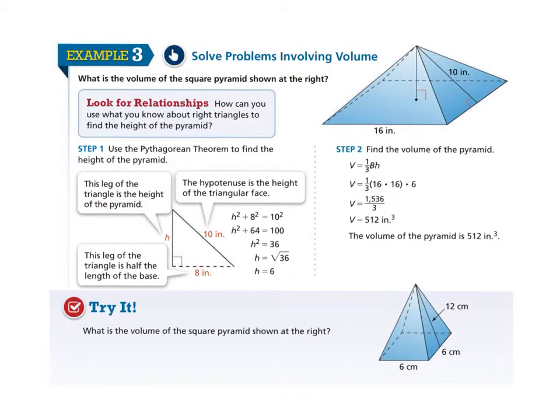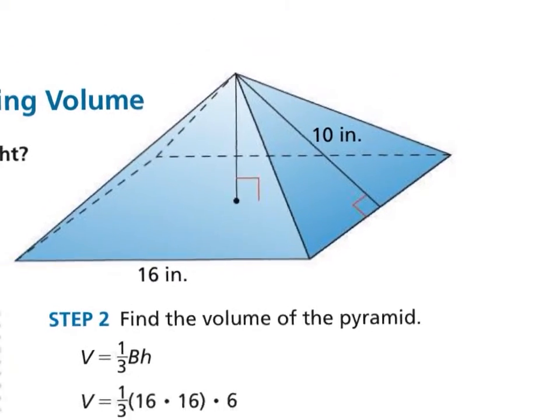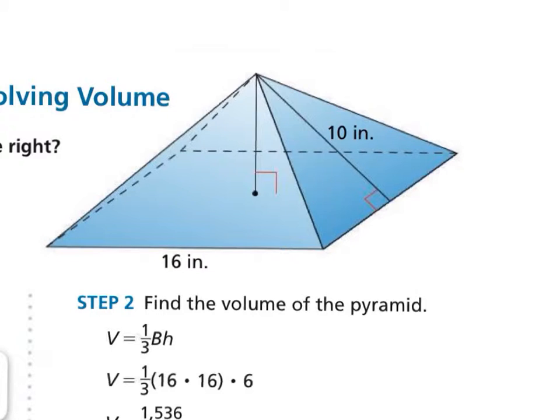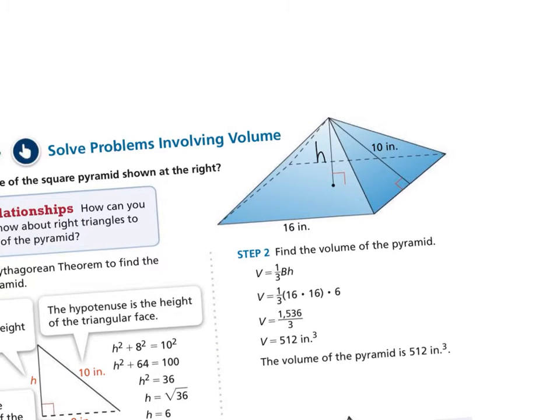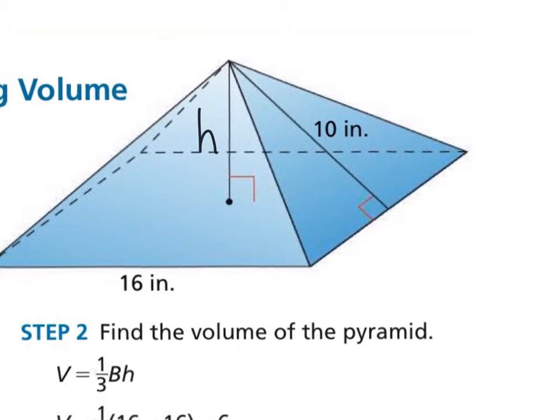So example 3, what is the volume of the square pyramid shown at the right? And you might think, well, we already did this. Well, this one's a little different, because if you look at the picture, we don't know what the height is. The height of a pyramid is like how tall it is, straight up and down. That 10 there is a term for that. The 10 is what's called the slant height of this pyramid. But anyway, we don't need that. We need the height. So we get to use the Pythagorean theorem. Okay, in other words, I can make a right triangle out of this.